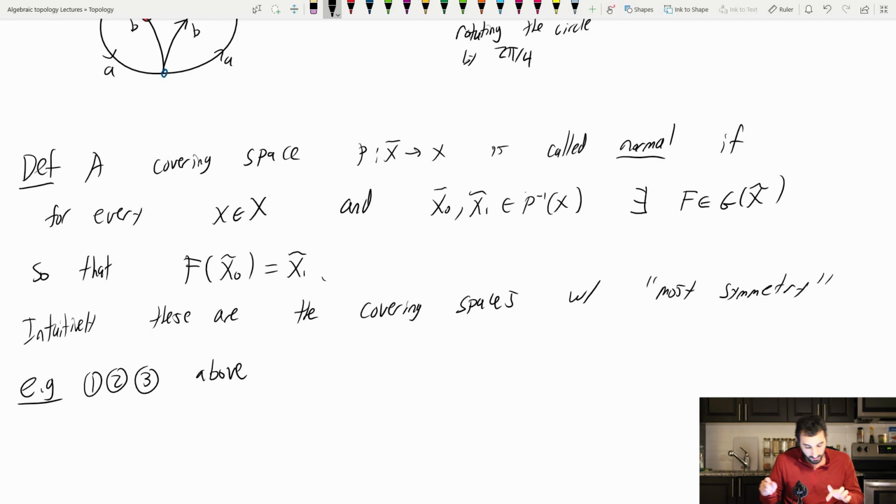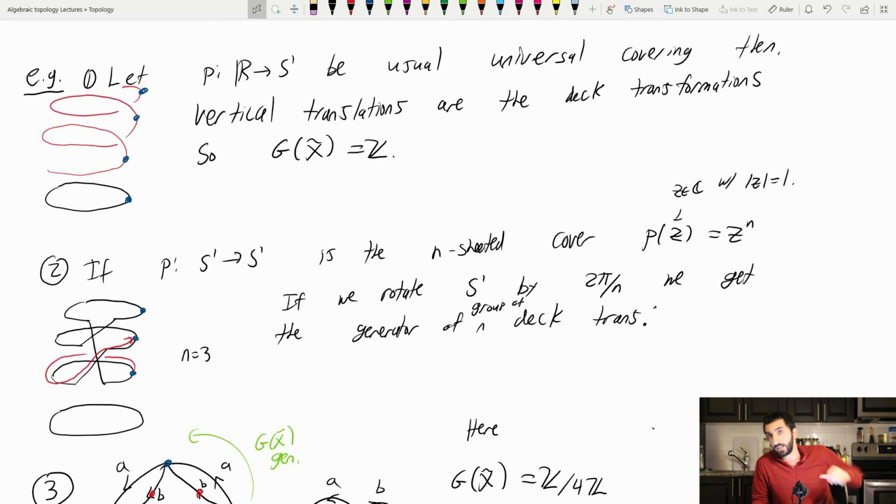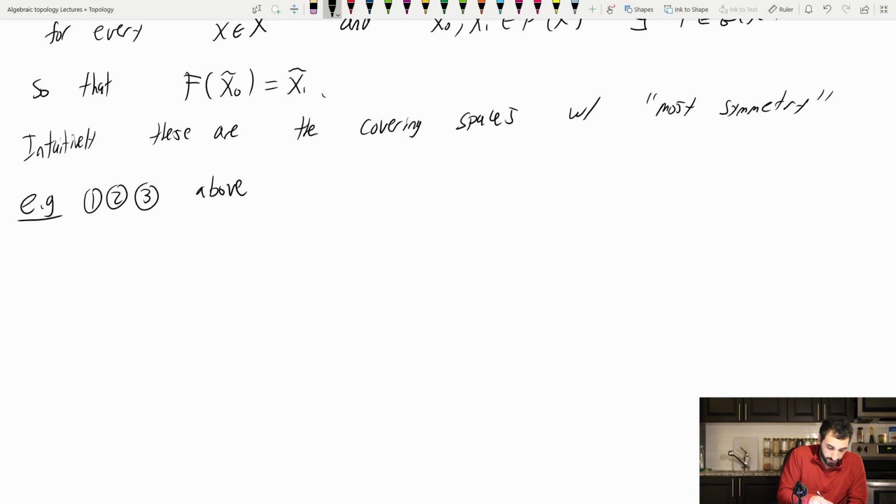For example, in this covering of the wedge of two circles, number 3, for any two blue points, there is a rotation taking you between them. And in number 2, again, for any two blue points, there is a rotation of the circle taking you between them. And for number 1, if I shift enough, I'll get between any two blue points. So I think it's more informative to show you what a non-example is.